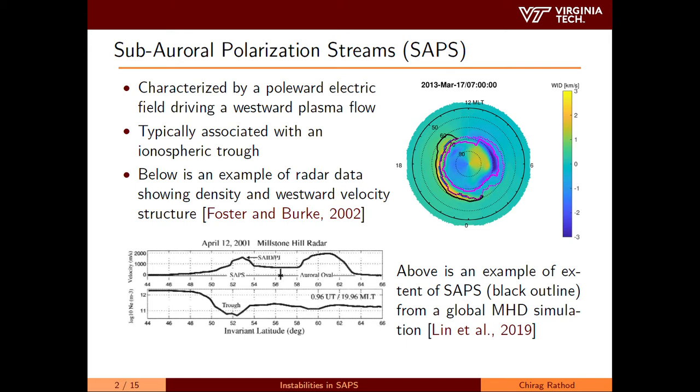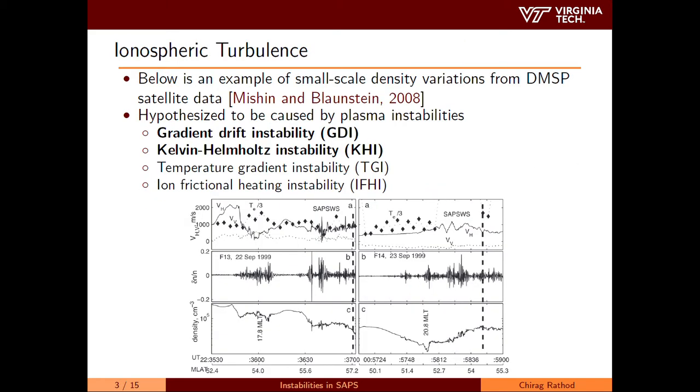If we zoom out and look at this from a more poleward perspective, in this polar plot on the right, from Lin et al., is a global MHD simulation of the St. Patrick's Day 2013 storm. The black outline is the SAPS region, and we see that it has a very large longitudinal extent, typically in the dusk to midnight sector. And for my work, I'll be focusing in on the poleward wall of the SAPS, so along this wall over here.